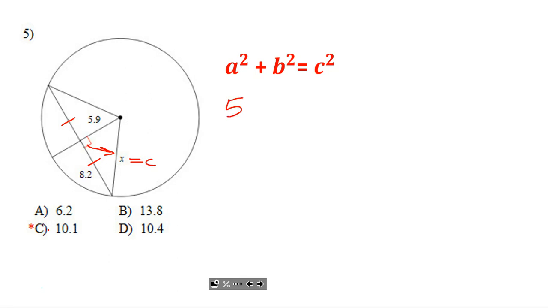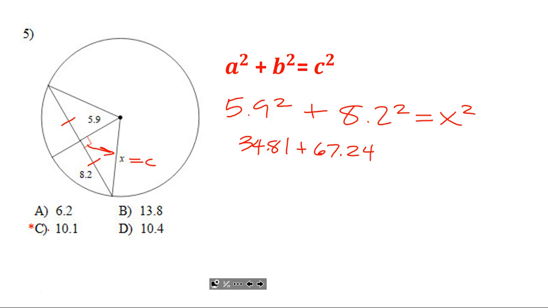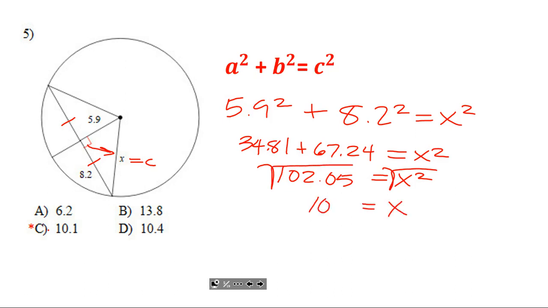So it doesn't really matter which one I put in for A or B, but this is the way I'm going to do it. So when I do this one, I get 34.81 when I square the 5.9. I get 67.24 when I square the 8.2. Now when I combine those two terms, I get 102.05, and that equals x squared. Now remember, when we have an x squared and we're trying to solve for x, we've got to take the square root of both sides. So that's what we're going to do here. So our x is equal to 10.1. And that was our answer right there.